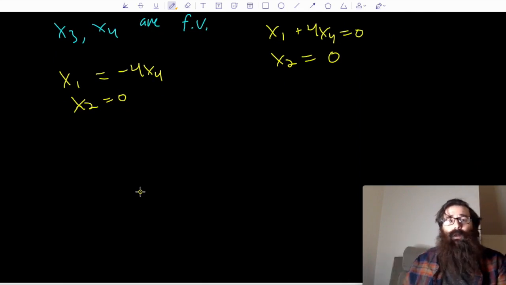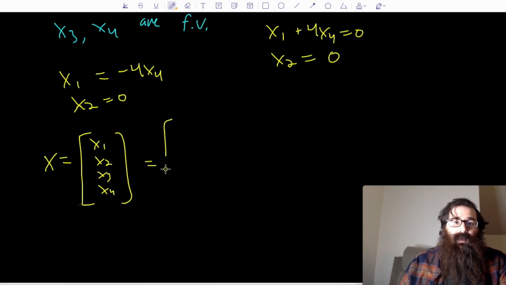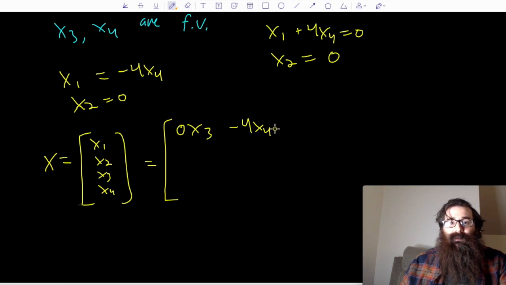But to build that parametric vector form of the solution, what I want to do is try to get everything in terms of all of my free variables. So I'll say, okay, x is this vector with entries x sub 1, x sub 2, x sub 3, and x sub 4. And x sub 1 is negative 4x sub 4, but maybe I don't want to not mention x3, so I'm going to say, okay, well, it's 0x3, and then plus negative 4x4.